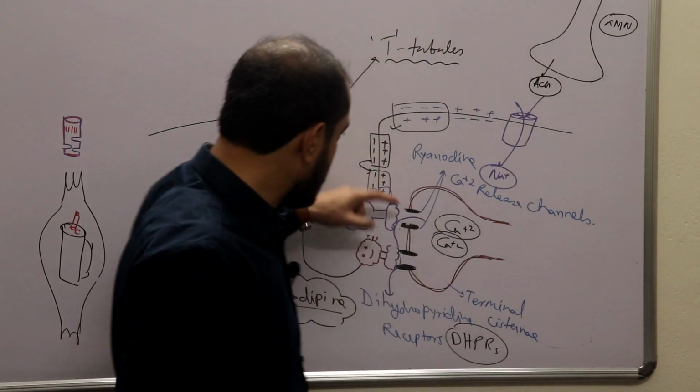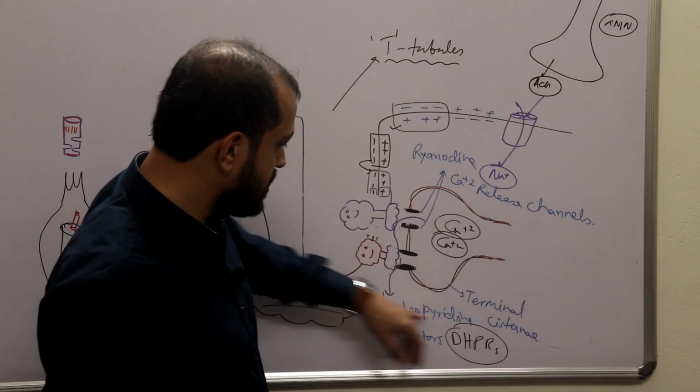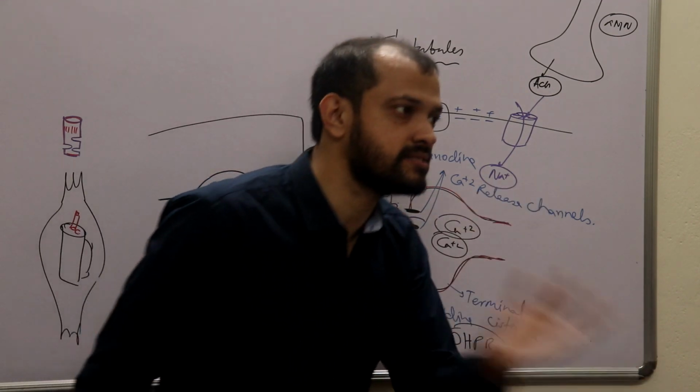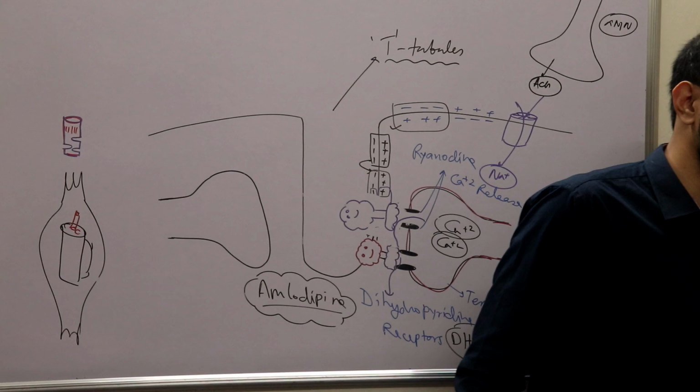Now listen with all your attention. But dihydropyridine receptors and ryanodine calcium release channels are named according to their antagonists. That's a very important thing you have to understand.